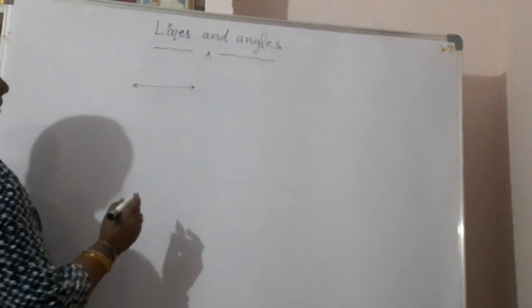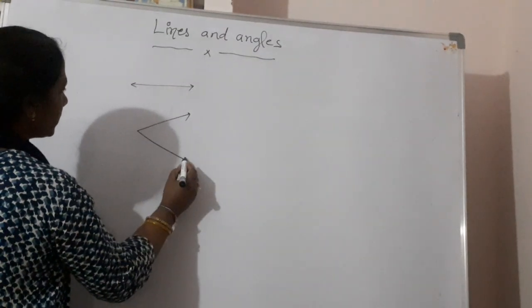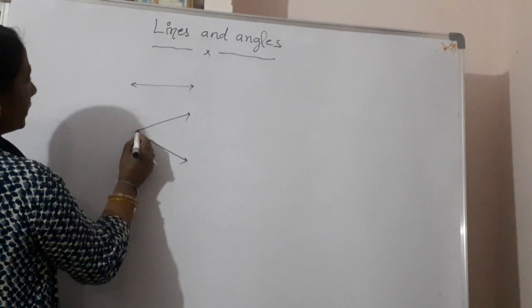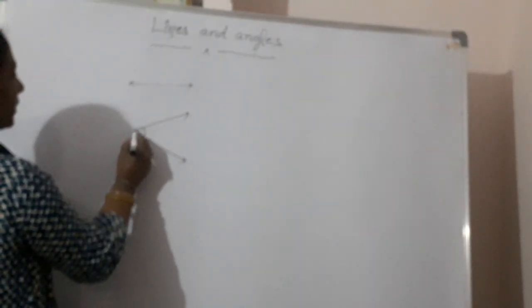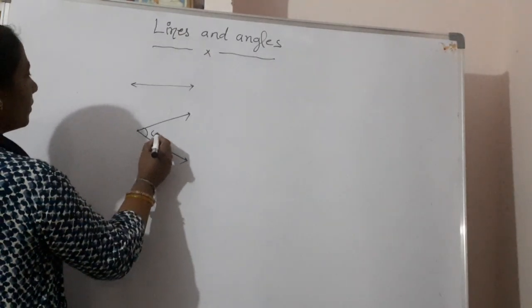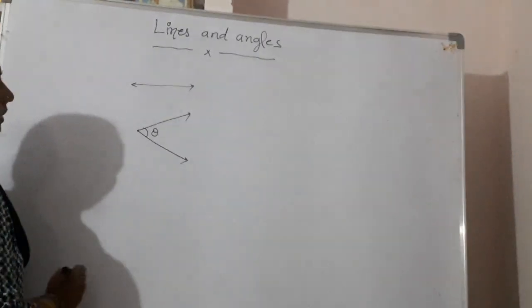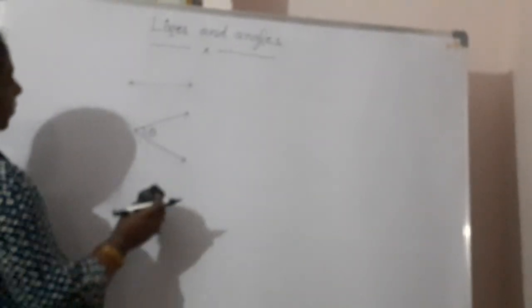Next, angles. An angle is formed whenever two rays intersect each other at a point. This point is called the vertex. These are the arms. Here we can see some angle theta. Now, the types of angles.